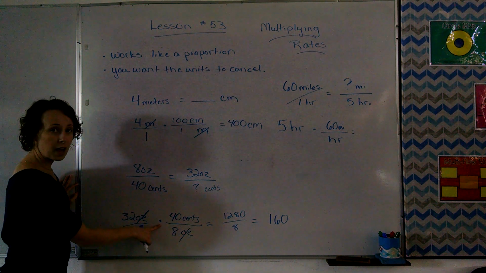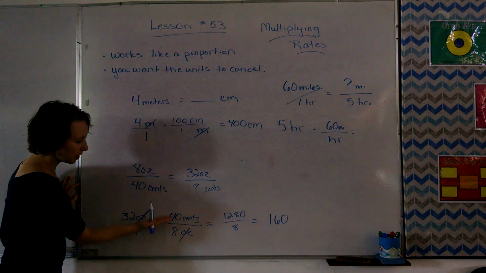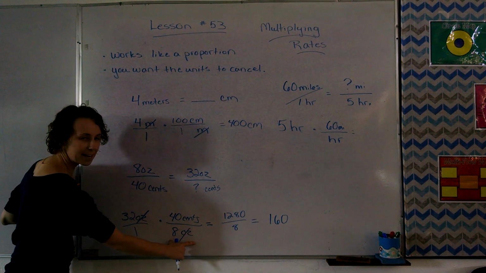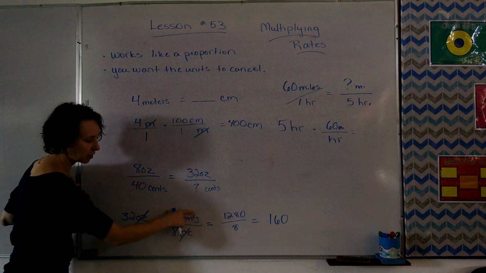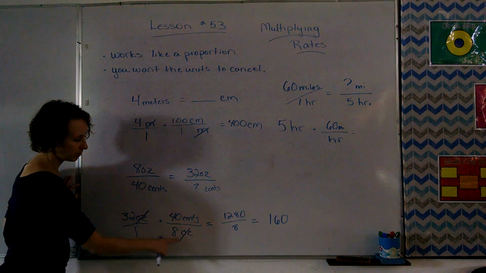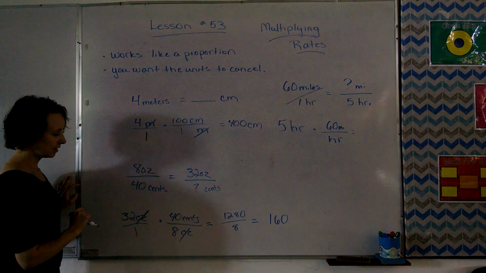Now we want to multiply times something that's going to be able to cancel out. I want my ounces to be able to cancel. So I'm going to write my 8 ounces down here, is 40 cents. Now my ounces will cancel, which means my answer will be in cents.